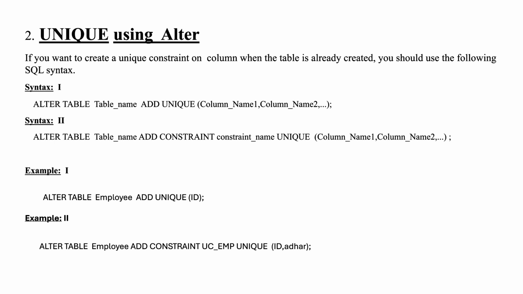Example: alter table employee add unique (id). Here we are applying a unique constraint on id. Second example: alter table employee add constraint uc_emp unique (id, Aadhaar). Here uc_emp is the constraint name, and we are applying a unique constraint on two columns, id and Aadhaar. Let's see how to implement it practically.